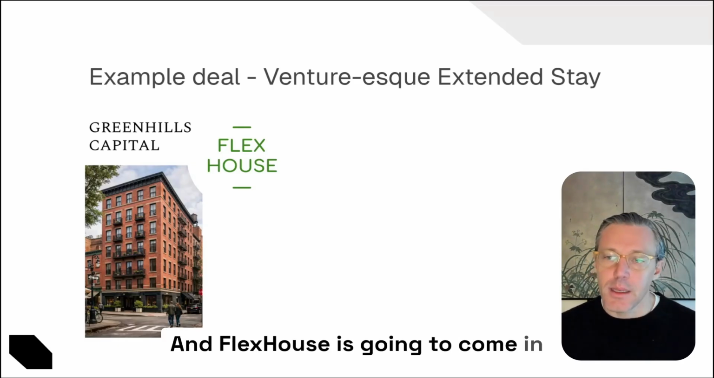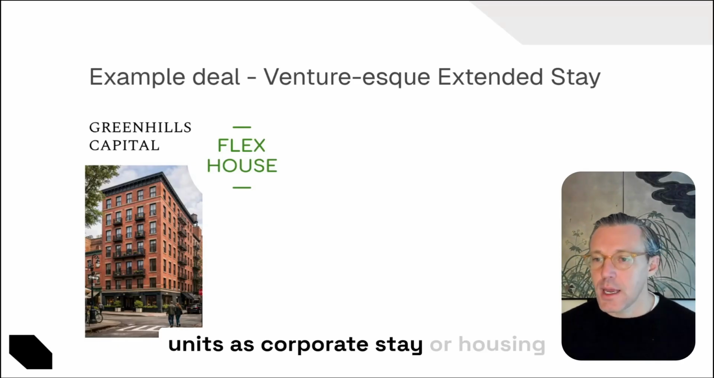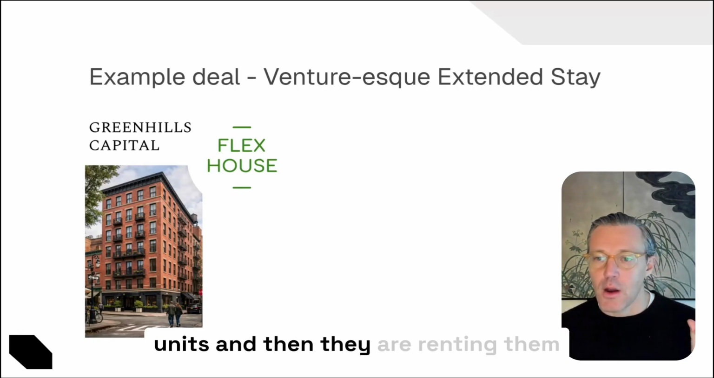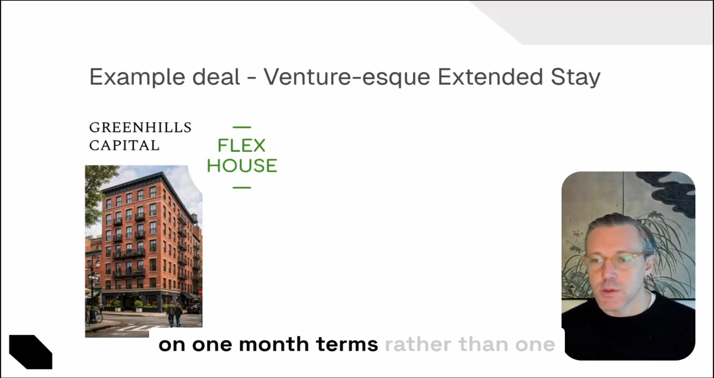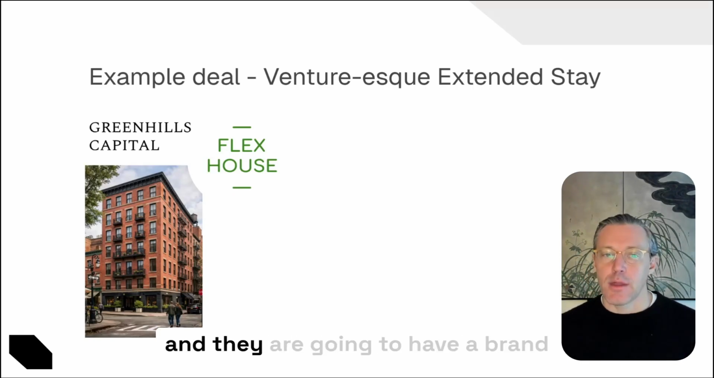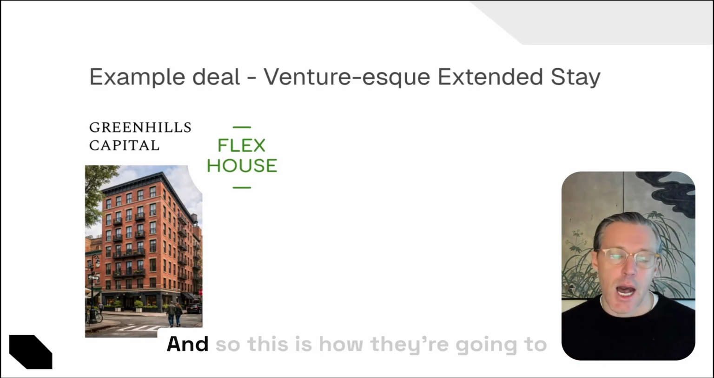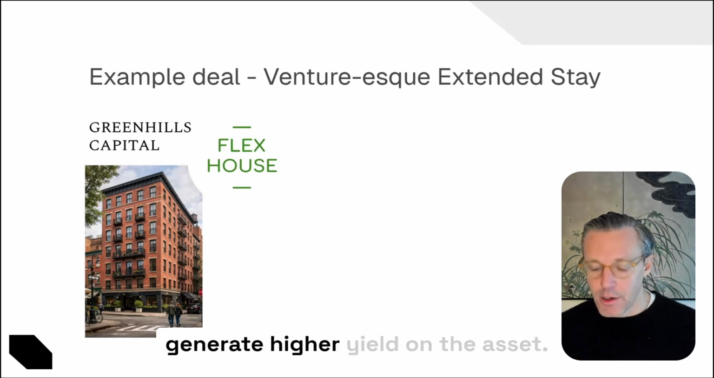And Flex House is going to come in and operate these units as corporate stay housing for a traveling nurse community. Basically, they're furnishing the units and renting them on 1-month terms rather than 1-year terms. They are going to have a brand that's going to attract consumers or contract with enterprise contracts. And so this is how they're going to generate higher yield on the asset.